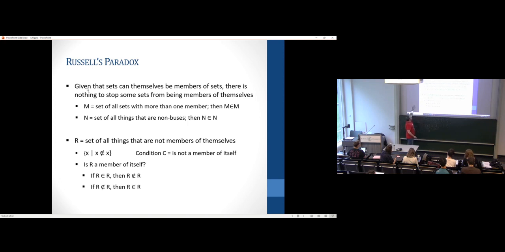Because, well, let's think. Is R a member of itself? If it is, then it must not be a member, because remember, to be in this collection, you need to not be a member of yourself. So if it is a member of itself, then it's not. Oh, but if it's not, then it must be a member of itself. Oh, crap. So no matter what option you pick, it forces you to the other, and then the cycle repeats.